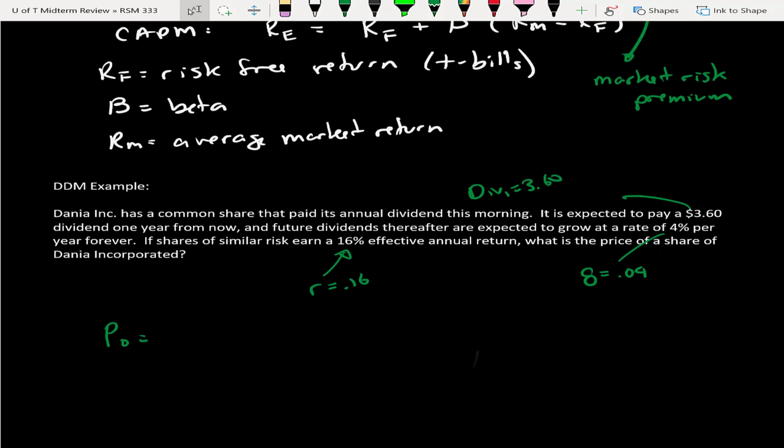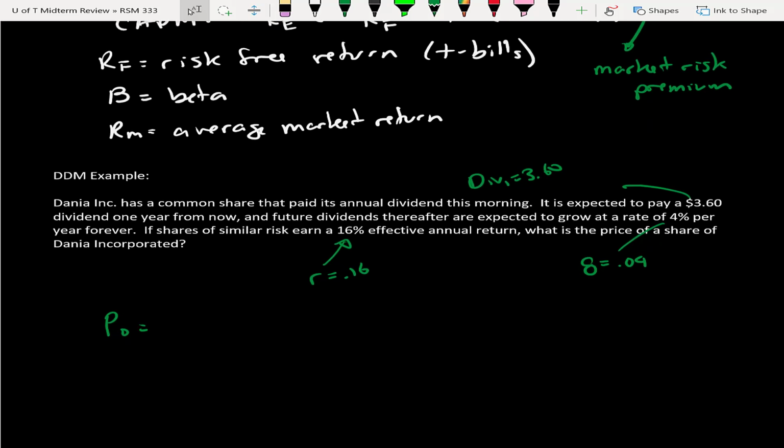So the price of the share is going to be the dividend 1 year from today divided by R minus G. They gave it to us, so it's relatively straightforward: 3.60 over 0.16 minus 0.04. So we get a total value of $30 per share.